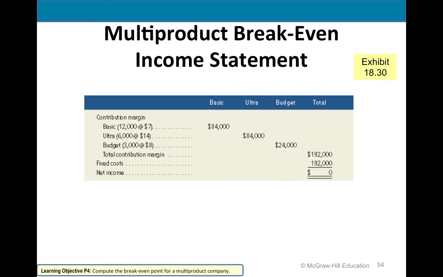And again, if you want to write down the income statement approach here, it says how much each one sells for and how much each one costs. And we see here the contribution margin equals the fixed cost, which means obviously our net income will be 0. That's our break-even point.